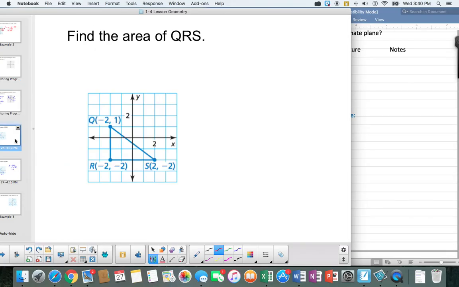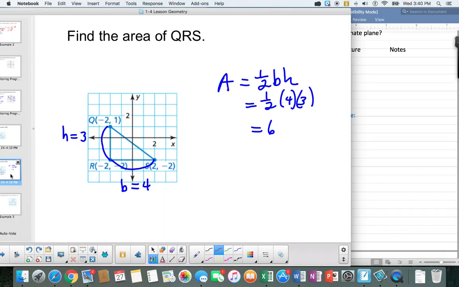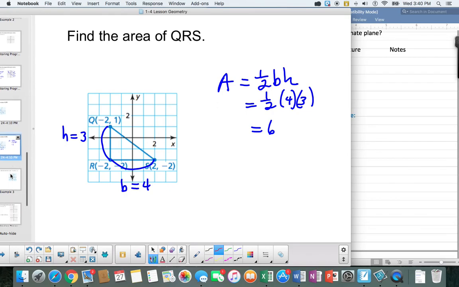Okay, find the area of triangle QRS. Again, go ahead and stop the screencast, see what you can do, and restart and see how close you are. Here is the answer. Area is equal to 1/2 base times height. All we needed to know was the legs of the right triangle, and then I was able to proceed.